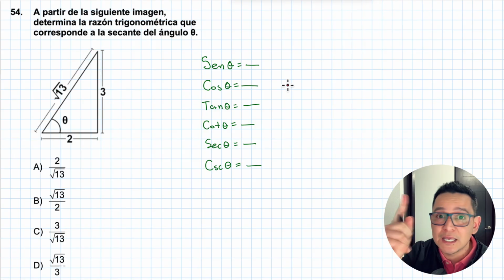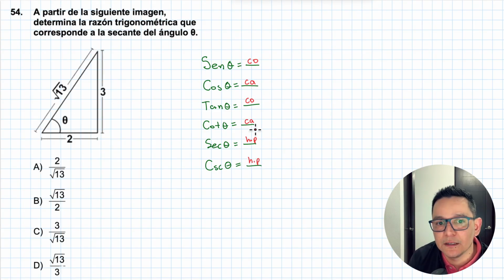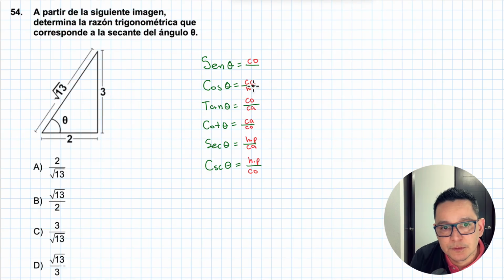Op, adj, hip, op, adj, hip. We're going to put that here. Op, adj first in the numerators. Op, adj again. Op, adj, and hip, hip. Now we do the same, but from bottom to top. Again then, op, adj, op, adj, and hip, hip, hip, hip.